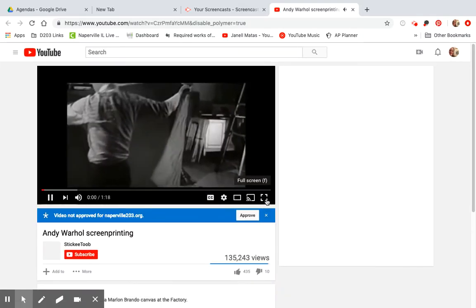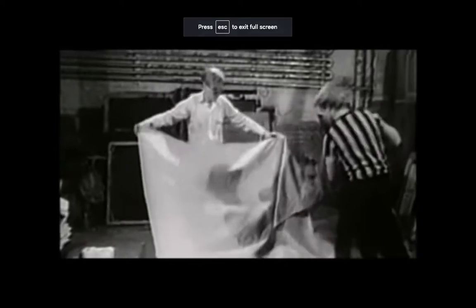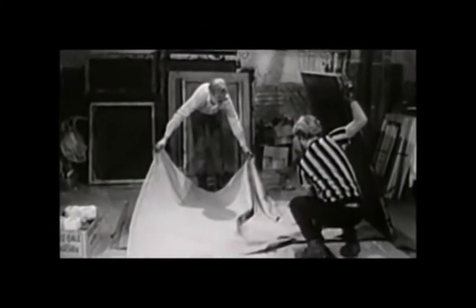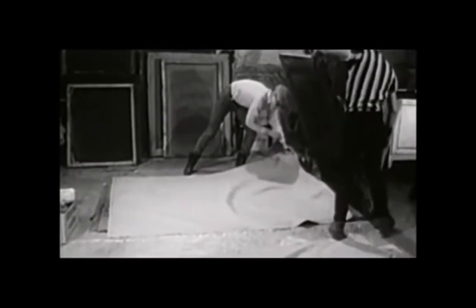So he had what he called a factory. So he had a group of artists who would work with him and they would print these images together. Sometimes he wouldn't touch them at all.